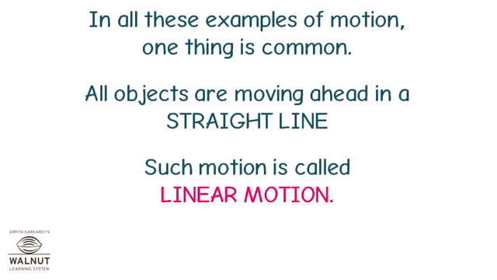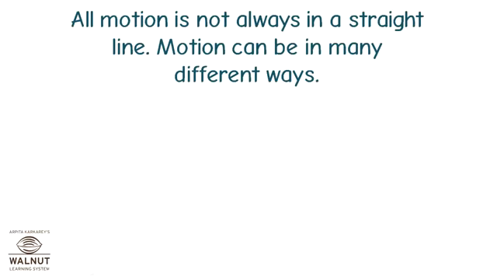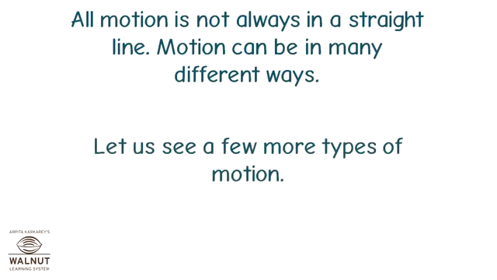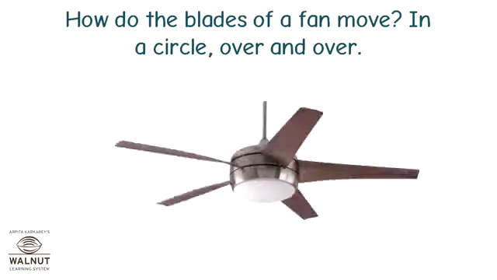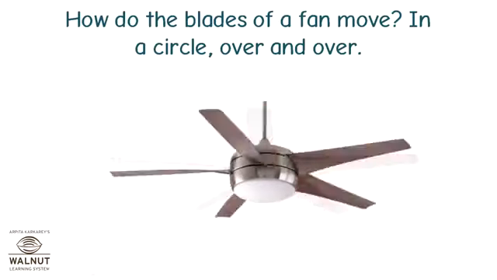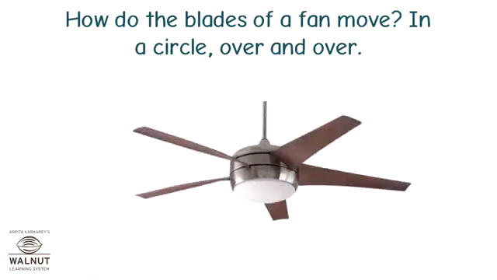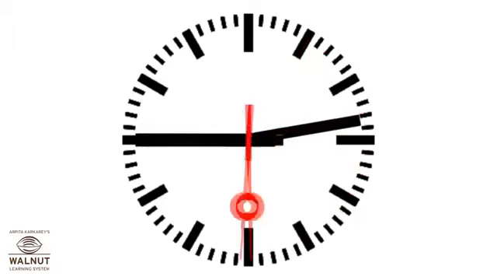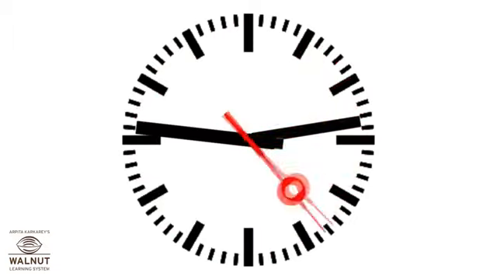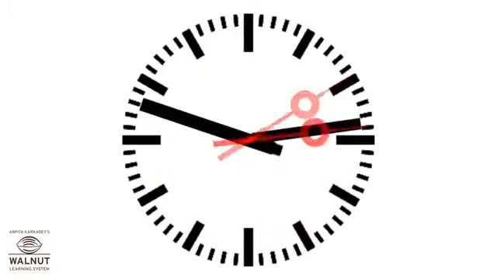All motion is not always in a straight line. Motion can be in many different ways. Let us see a few more types of motion. How do the blades of a fan move? In a circle, over and over. How do the hands of a clock move? In a circle, over and over.